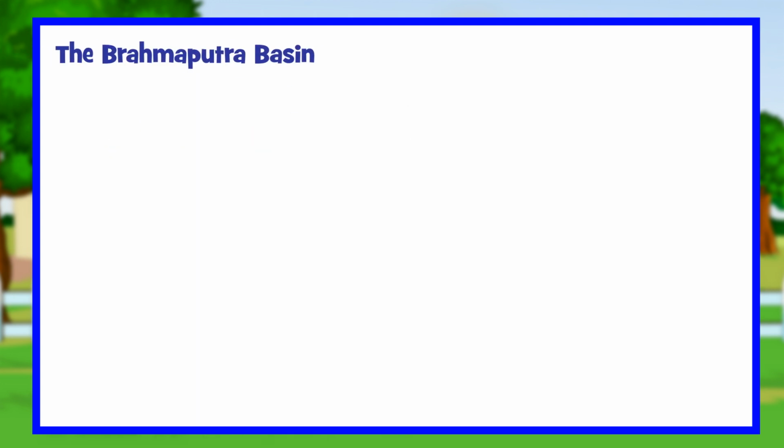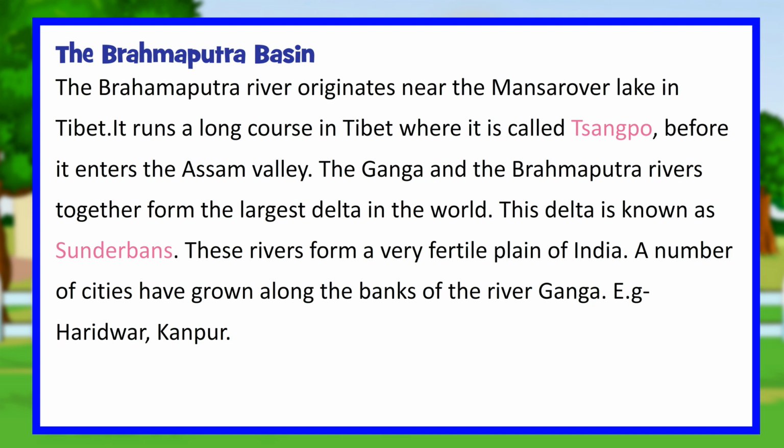The Brahmaputra Basin. The Brahmaputra River originates near the Mansarovar Lake in Tibet. It runs a long course in Tibet where it is called Sangpo, before it enters the Assam Valley. The Ganga and the Brahmaputra rivers together form the largest delta in the world. This delta is known as Sundarbans. These rivers form a very fertile plain of India. A number of cities have grown along the banks of the river Ganga, e.g. Haridwar, Kanpur.